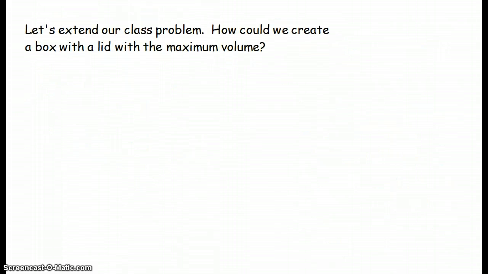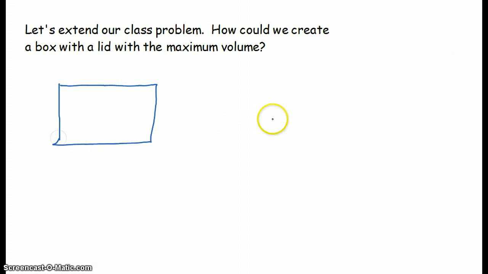So let's look at another example. We're going to actually extend the problem you did in class. In class you made a box with no lid. Now we're going to think about, what if I wanted to make that same box, but this time I wanted to make a lid. So I'm going to start by drawing myself a picture. A lot of times it helps to draw the picture because we know that I'm going to make a box that's going to have a lid. So I'm still going to end up with a box over here, and it's going to have a lid on it.